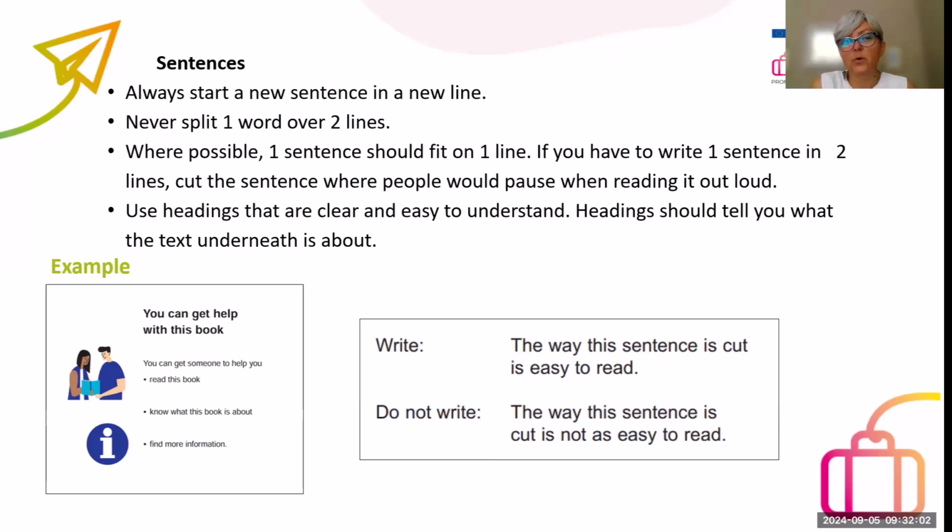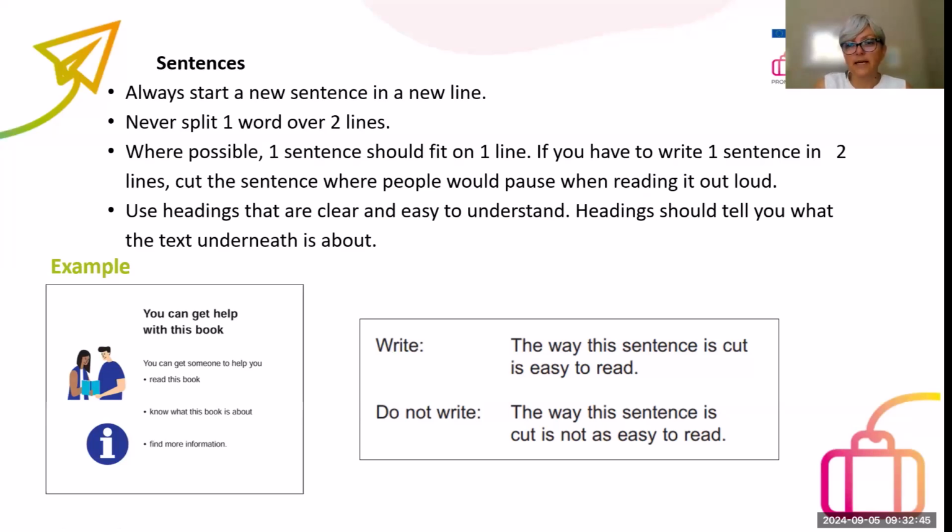It's also important to fit one sentence in a line. If you cannot do it, it's important to cut the sentence in a way that people naturally pause when they say the sentence, just as you can see in the example. It's better to write, the way this sentence is cut is easy to read. Then, the way this sentence is cut is not as easy to read, and you can see that it's not easy to read, yes? So just cut it in the place where you would naturally stop while speaking.